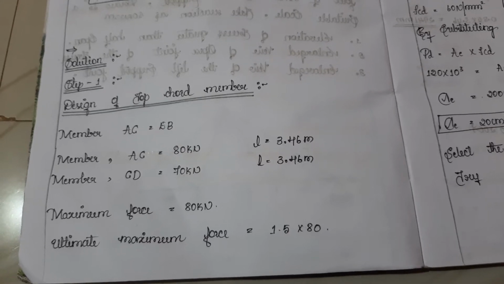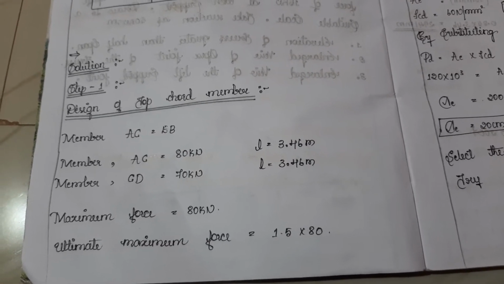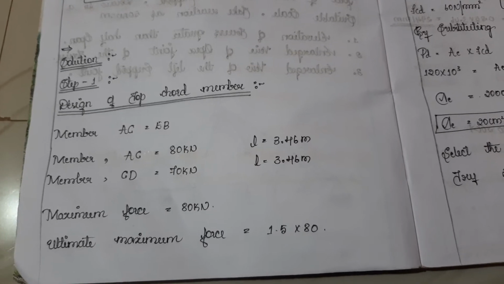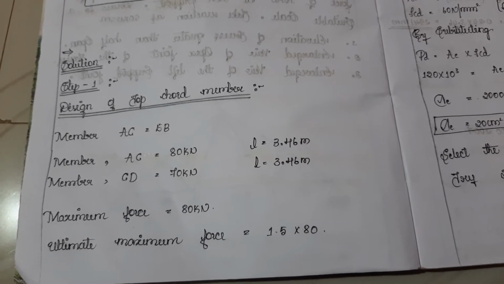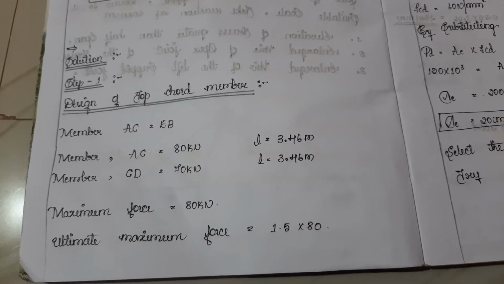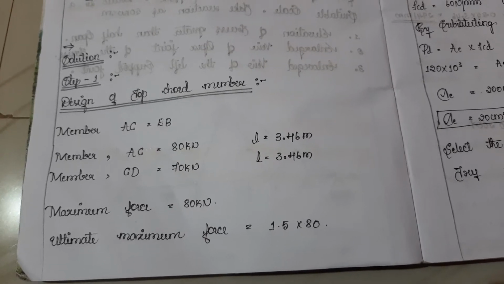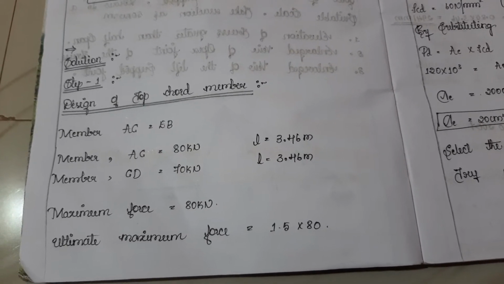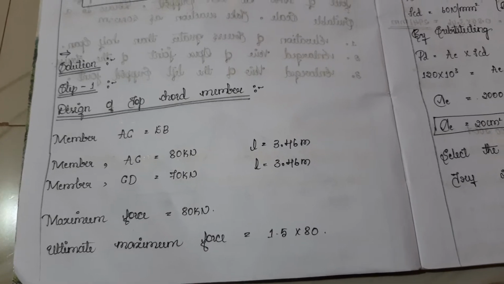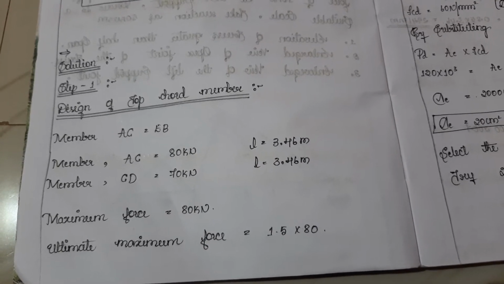Okay, in the previous class, I had told you about step 1, that was design of top chord member. So the members were AC and EB. AC force was 80 kilonewton and the CD force was 70 kilonewton, out of which the maximum force was 80 kilonewton. So in this, you need to calculate the ultimate maximum force.